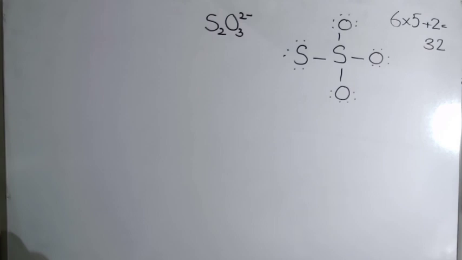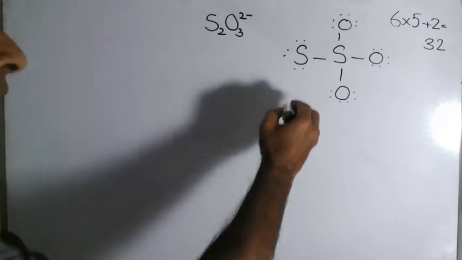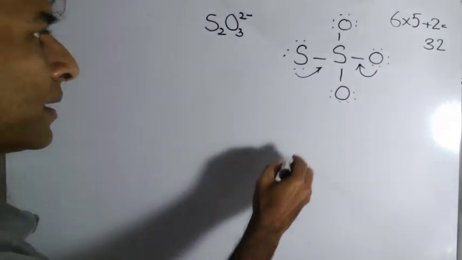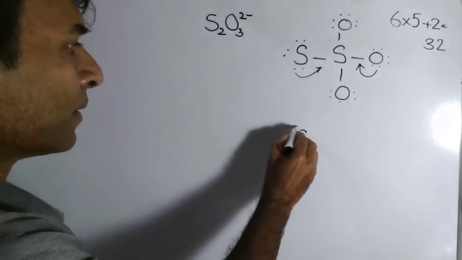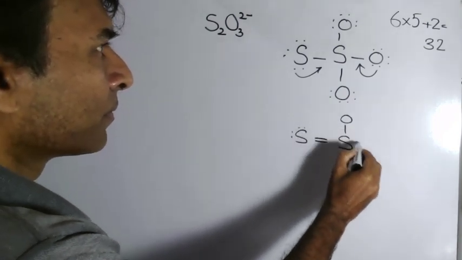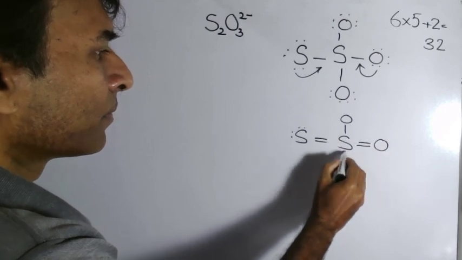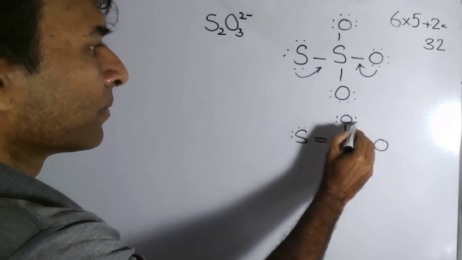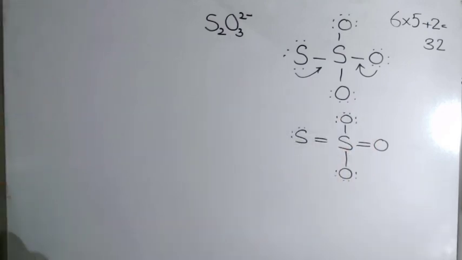It has already completed, but sulfur can violate the octet rule, so it can take another 4 electrons. So we can get 2 from here and 2 from there, resulting in this structure.